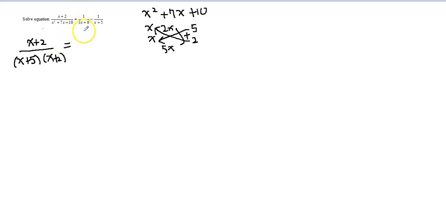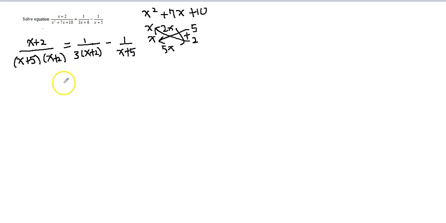Now this one over here, the 1 over 3x plus 6, I can take out the common factor of 3. So there will be 3 times x plus 2, and minus 1 over x plus 5.